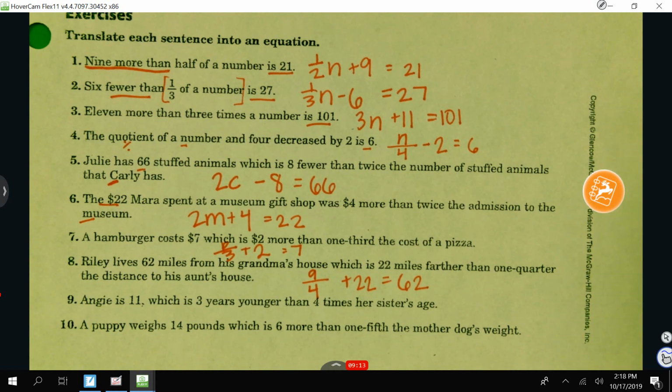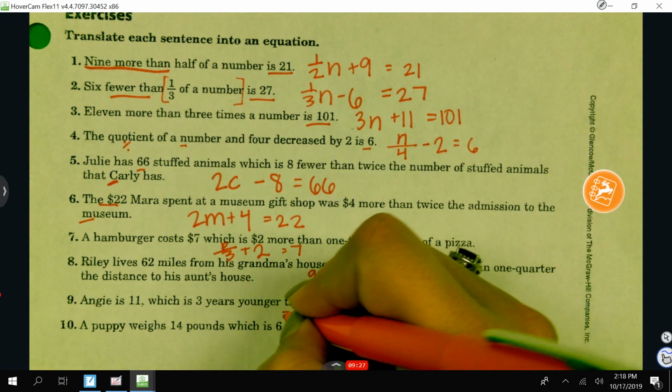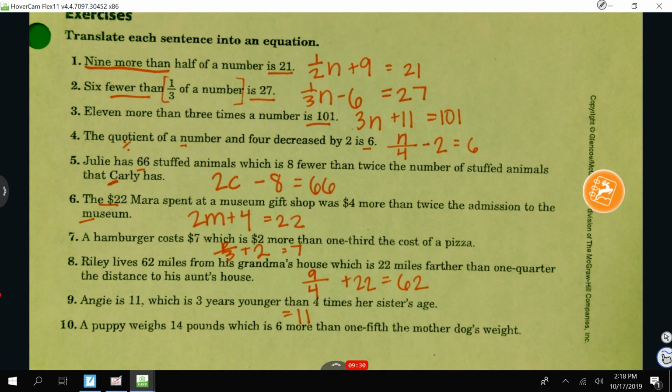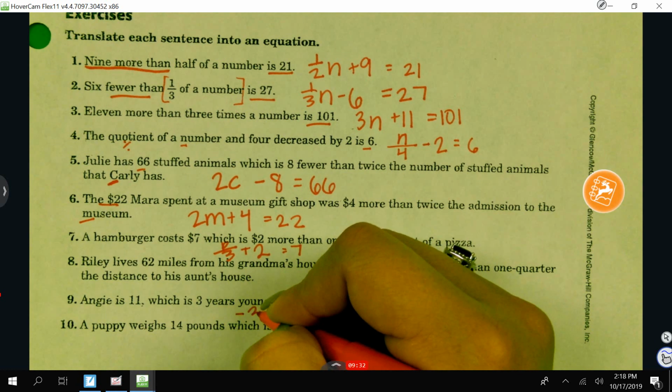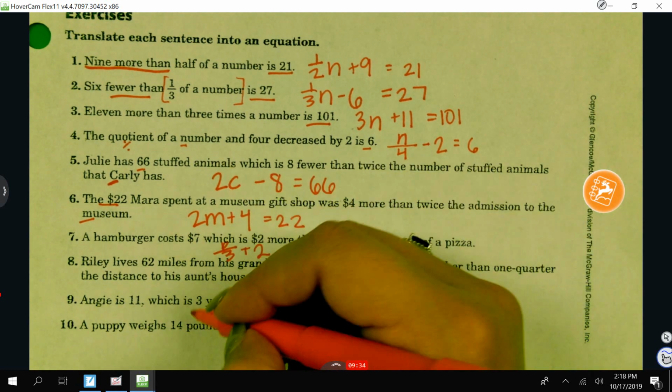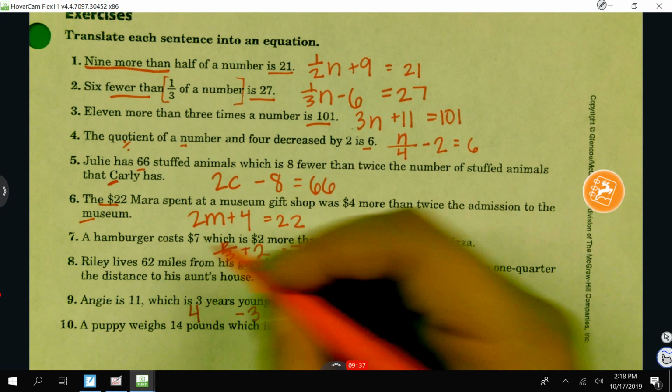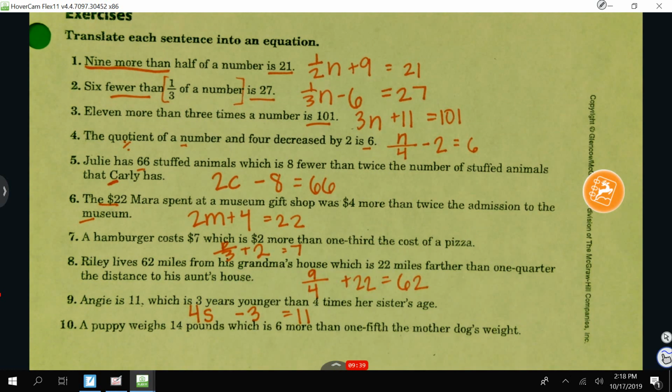Okay. We good so far? Angie is 11, which is 3 years younger than 4 times her sister's age. So she's 11, so that's the answer. And then you're going to subtract 3 from 4 times her sister's age. Let's use S for sister. So 4S minus 3 equals 11.